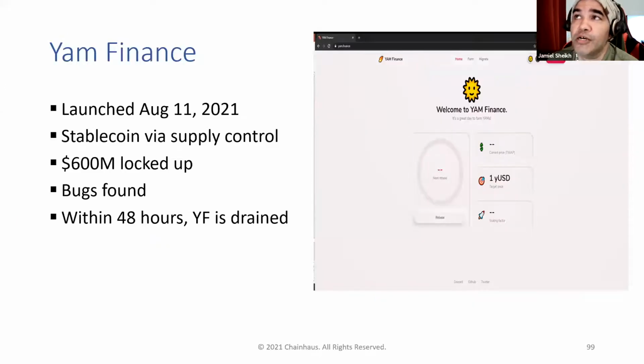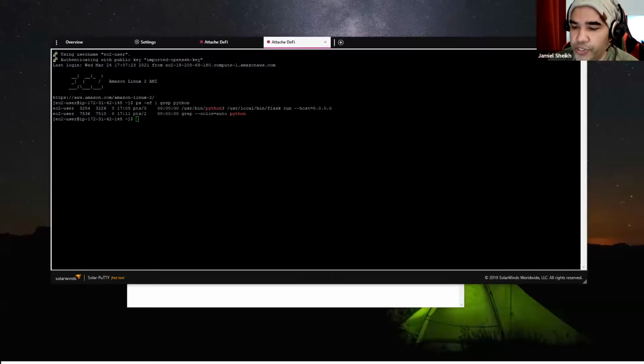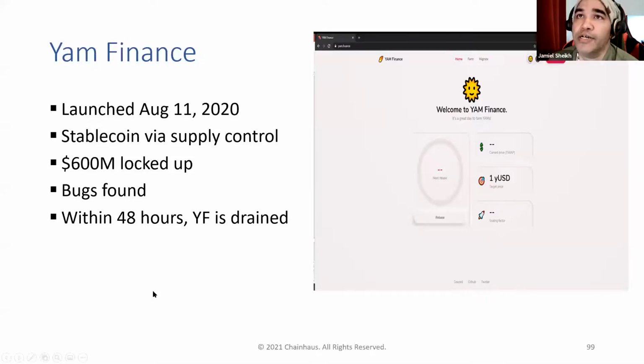And then there's an example of Yam Finance. They launched in August. Sorry, this should be not 2021, but August 20, 2020. And within 48 hours, $600 million went into that smart contract, and then they found a bug in the smart contract, and all that $600 million came back out. So they grew really fast, literally overnight, and then it just crashed down overnight.